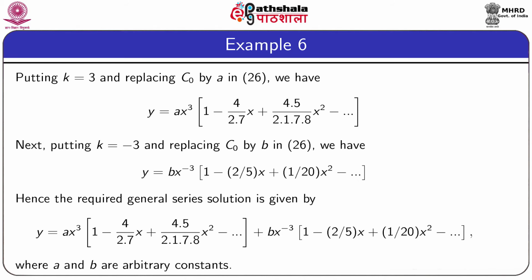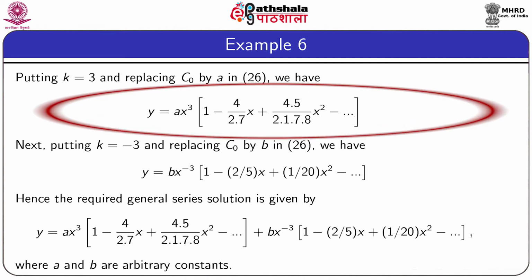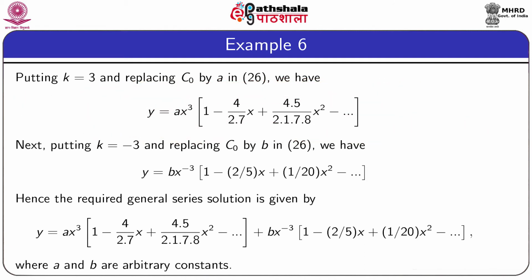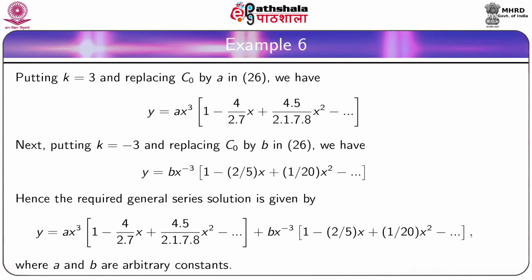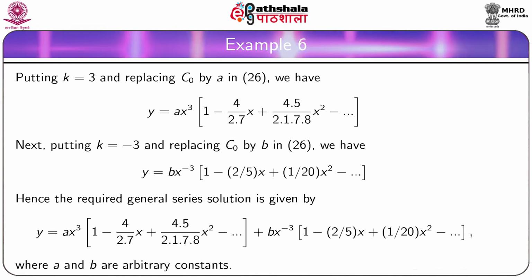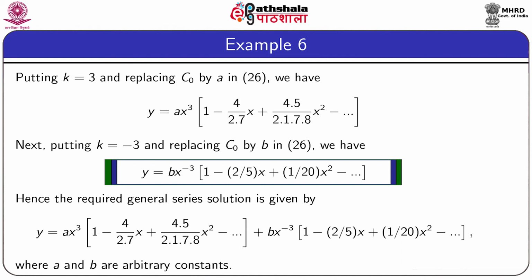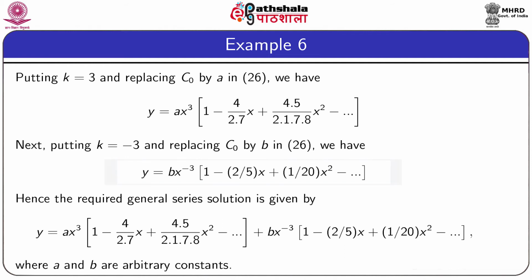We put k equal to 3, and replacing c0 by a in 26, we get y equal to a x cube multiplied by 1 minus 4x divided by 2.7 plus 4.5 by 2.1.7.8 x square minus and so on. Similarly, putting k equal to minus 3 and replacing c0 by b in 26, we get our second solution as y equal to b times x to the power minus 3 multiplied by 1 minus 2 by 5 x plus 1 by 20 x square minus and so on.